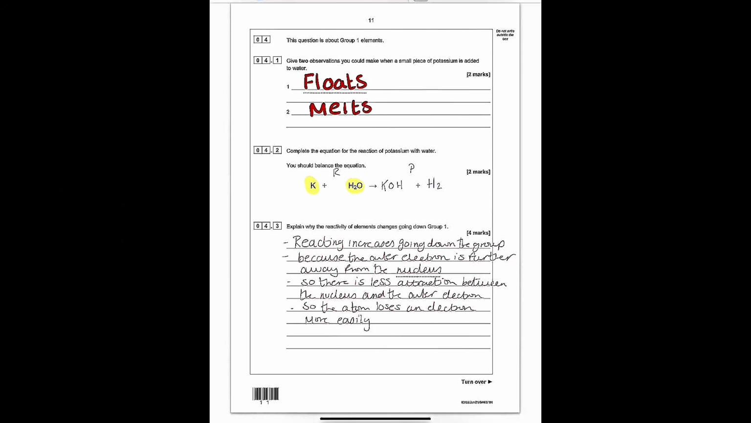So what am I going to do? I am going to put a 2 over here in front of potassium hydroxide. So that's giving me 2 hydrogens there and 2 there. So we've got 4 on this side. So I'm just going to put a 2 over here. So 2 multiplied by 2 is going to give me 4 here.